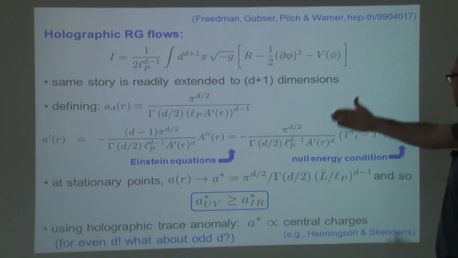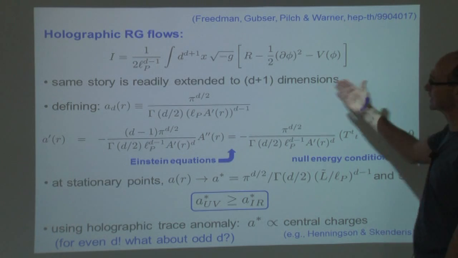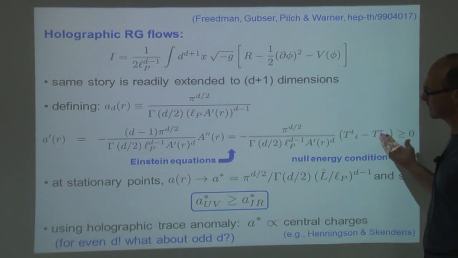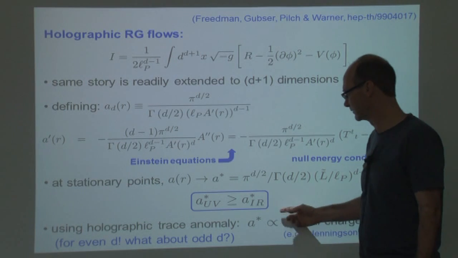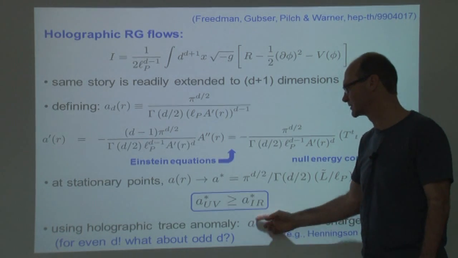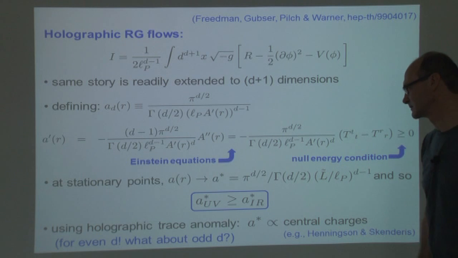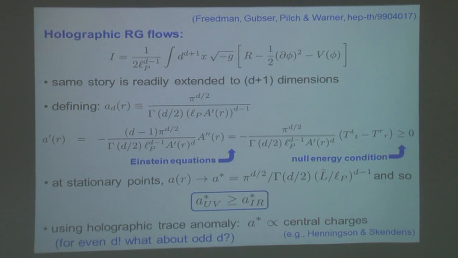But there's nothing in this construction that said D had to be even. In fact, I could think about this construction for D odd. People may have asked the question, but they never answered it: what would that correspond to if I had an odd dimensional boundary theory? It seems that we have something that looks like a C-theorem, but for some reason it was something that people didn't talk much about.